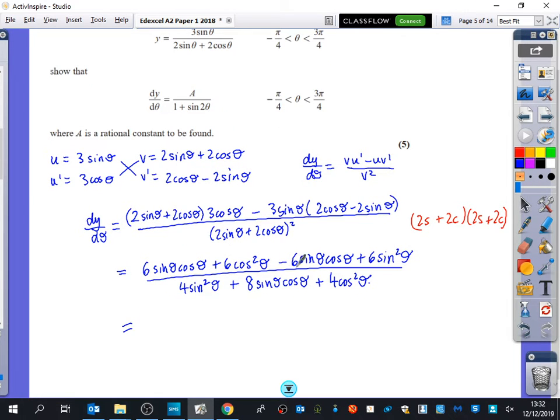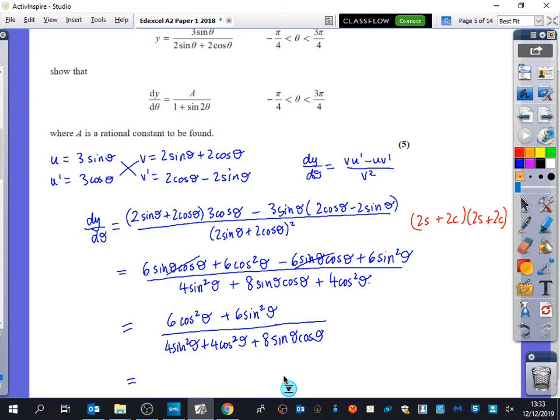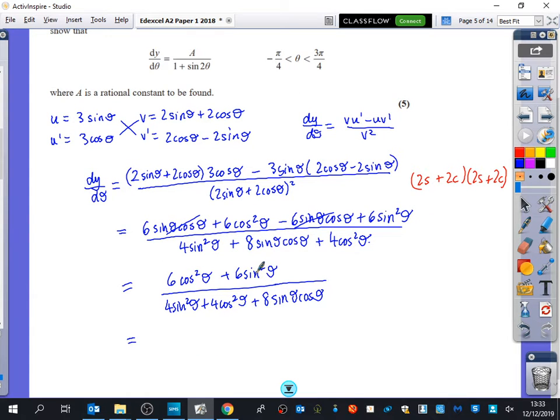We just said that these two here and here are going to cancel, so you've got left with 6 cos squared theta plus 6 sine squared theta all over 4 sine squared theta plus 4 cos squared theta. Why do you think I've put those next to each other? Plus 8 sine theta cos theta. Now you should recognise this is just 6 lots of cos squared plus sine squared, and cos squared plus sine squared is 1. So this is just 6. 4 sine squared plus 4 cos squared is 4 lots of sine squared plus cos squared, and we know sine squared plus cos squared is 1, so it's just 4. And then we've got 8 sine theta cos theta.